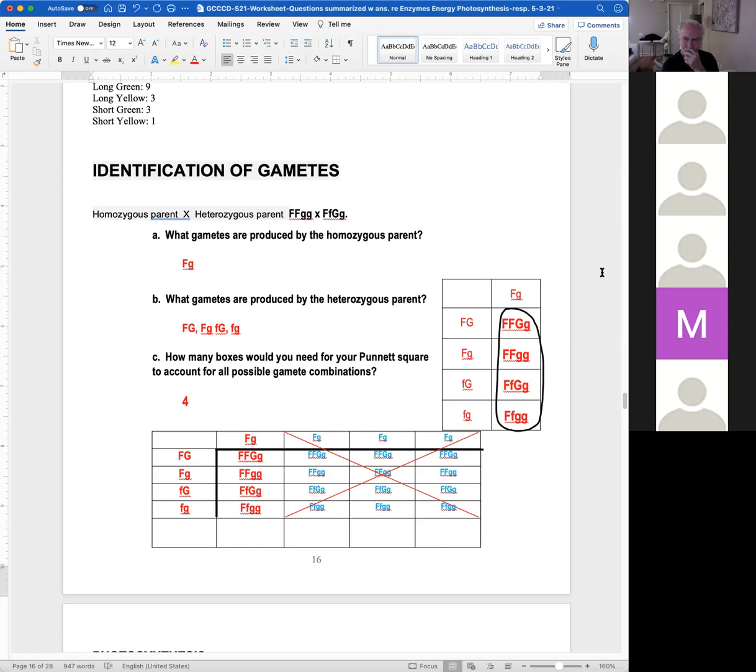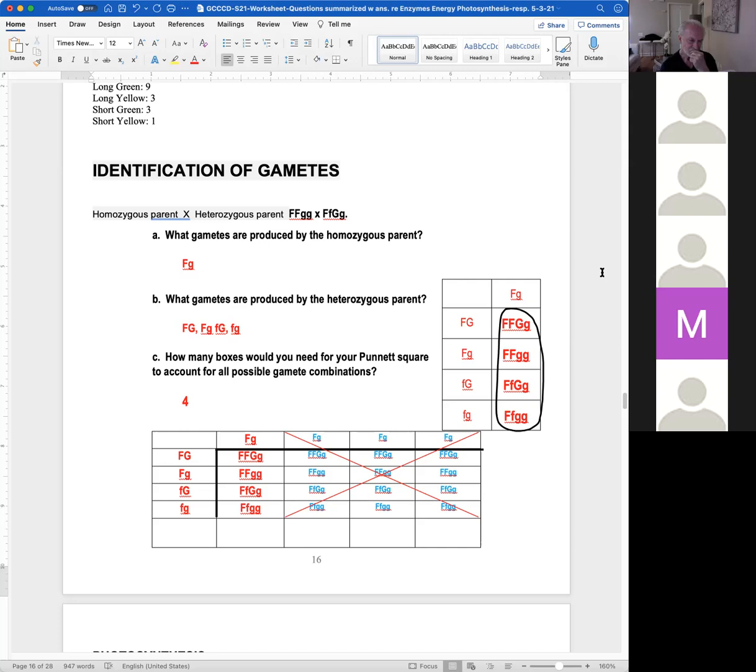As we did in the previous example, we had four options for the first parent and four options for the second parent, so we multiplied 4 by 4. But now the first parent has only one option, so we multiply 1 by 4. We don't have to multiply 4 by 4.